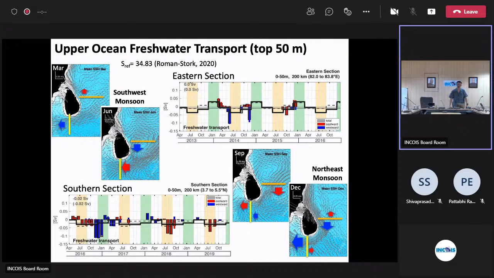If we look at the northeast monsoon, the periods going into the northeast monsoon, we often see this negative freshwater transport associated with the westward flow. If we look at the southern section, once again, if we look at the tan stripes, which is the southwest monsoon, we get negative freshwater transport. And if we look at the green stripes, the winter monsoon, we also get negative freshwater transport, which is what you'd expect from Arabian seawater being moved into the Bay of Bengal during the winter monsoon, or Bay of Bengal water moved into the Arabian Sea during the summer monsoon.